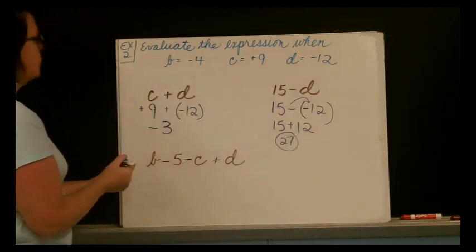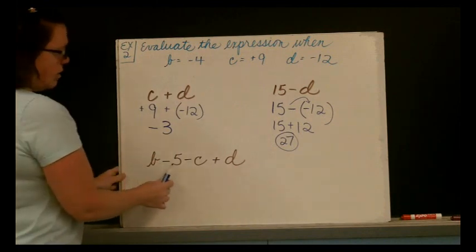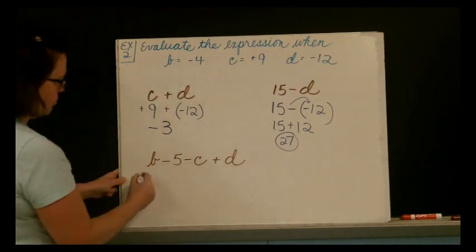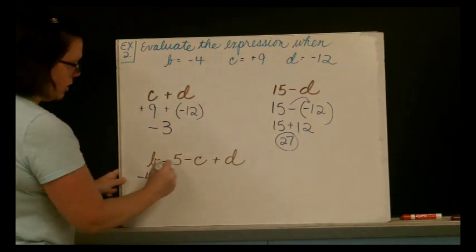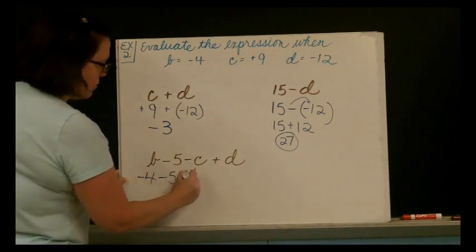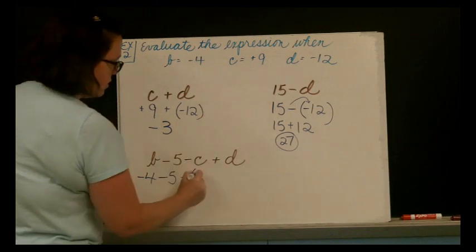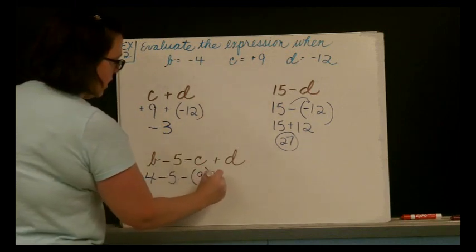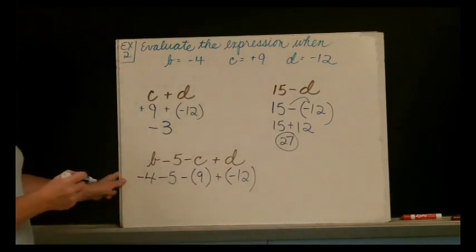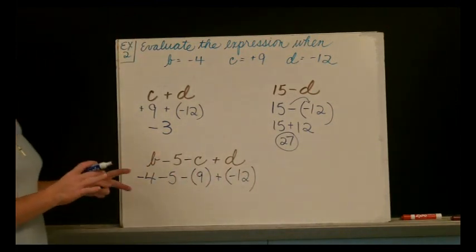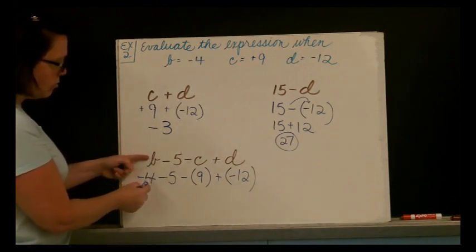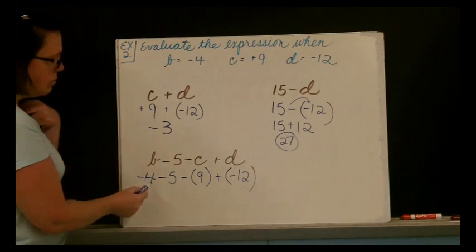And we have one more. b minus 5 minus c plus d. First our b, negative 4. We bring down our negative 5, and now we have the opposite of whatever c is, and d. So just so that you're following, all I've done so far was to take each variable and replace it with its exact value.